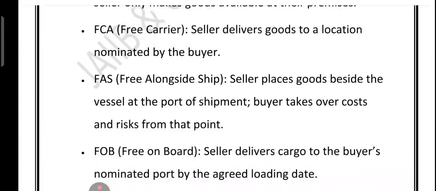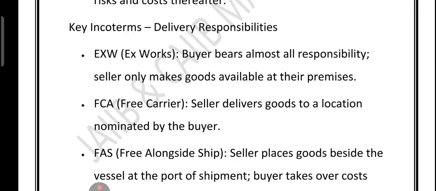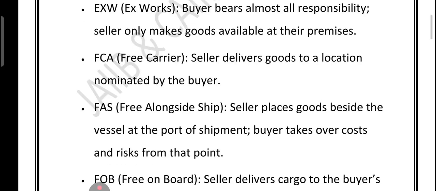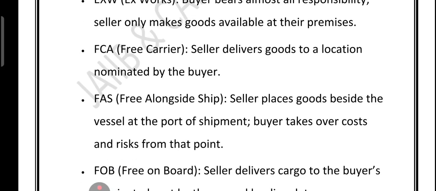So we started with the EXW. I told you, in the EXW, buyer handles almost everything. In case of FCA, seller delivers to the buyer chosen location. In case of FAS, seller places the goods next to the ship, buyer takes over.